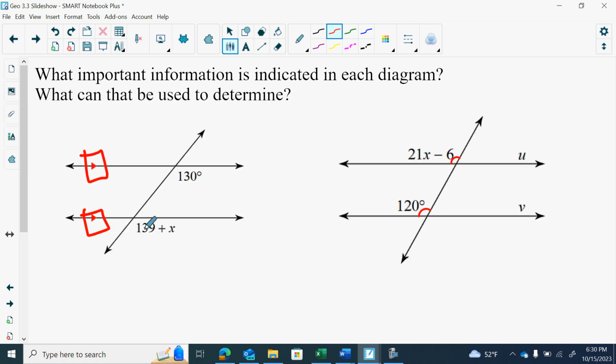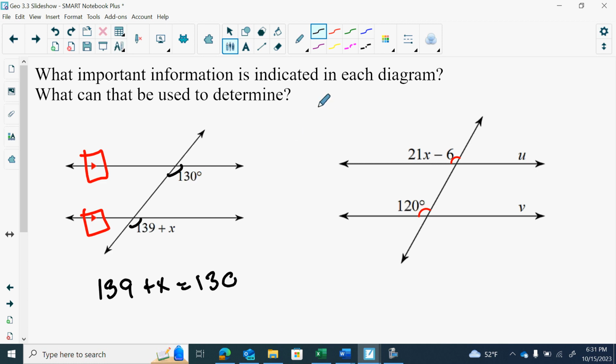An equation I could set up is, hey, these are corresponding angles. We're not going to finish this, but since those are corresponding angles, I know that these two angles have to be equal. So I could say 139 plus x equals 130. And I will let you finish the information from there, okay?